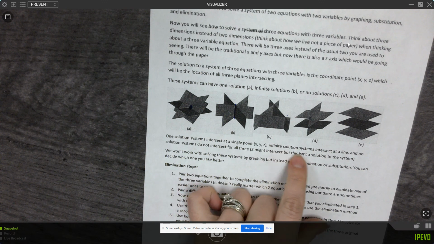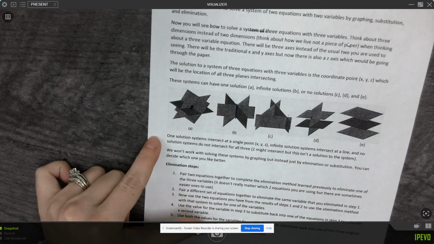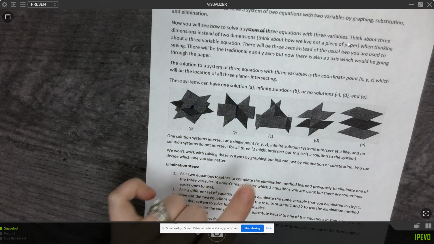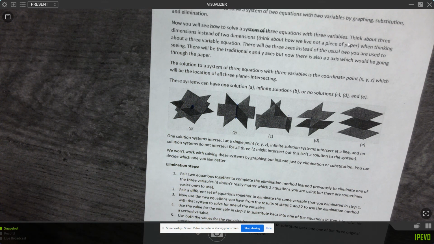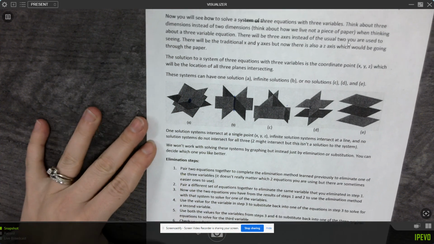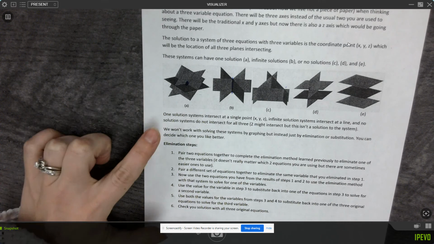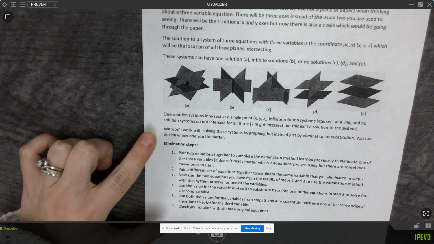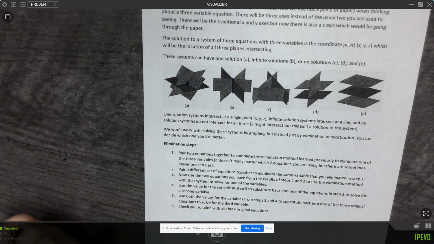Like I said before, infinite is going to intersect at a line, and no solution is going to not intersect for all 3. 2 of them might, but there's not going to be a solution to the entire system. All right. We are not going to solve these by graphing, like I said. We are going to focus on elimination or substitution. So, at this point, I need you to make a choice. Did you like elimination or substitution better? Keeping in mind that you're allowed to change your mind.